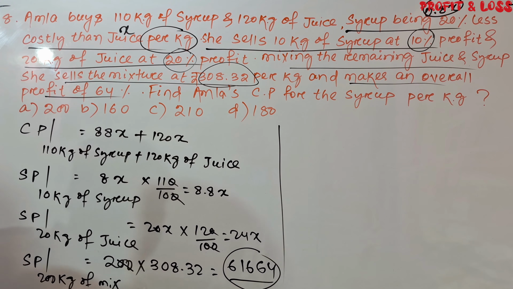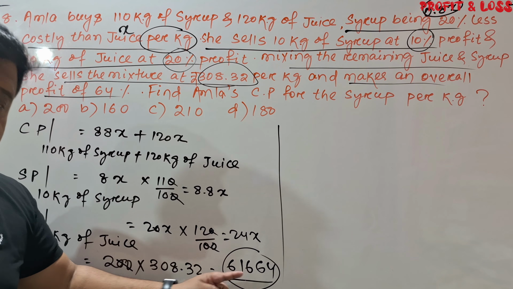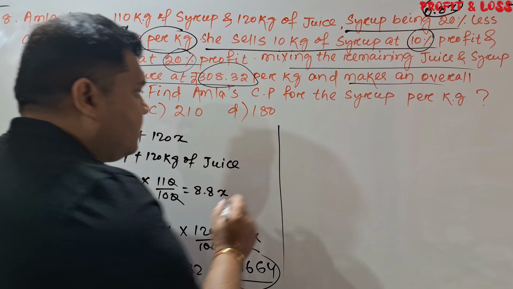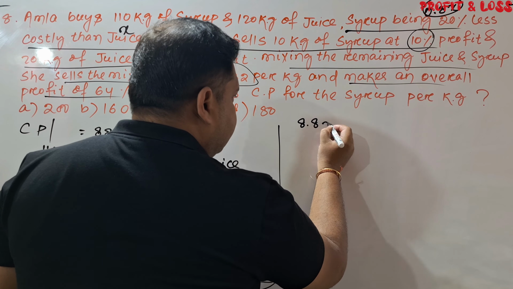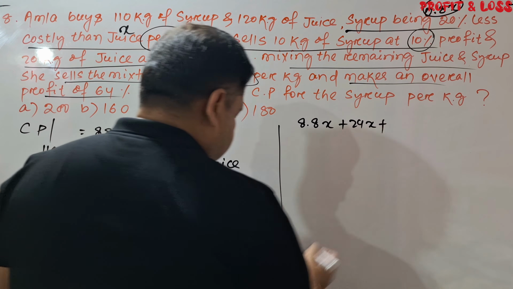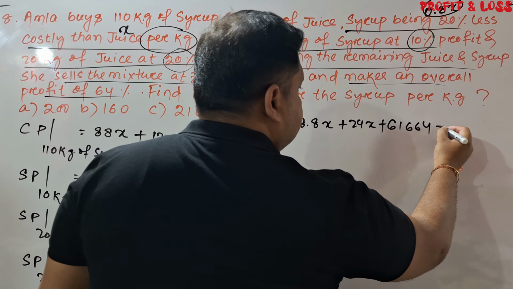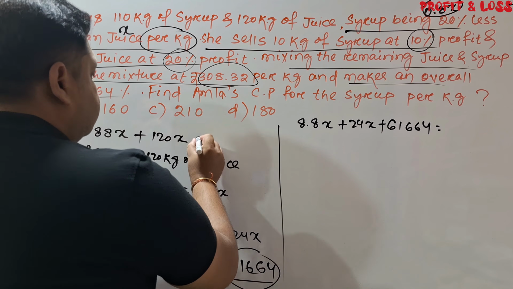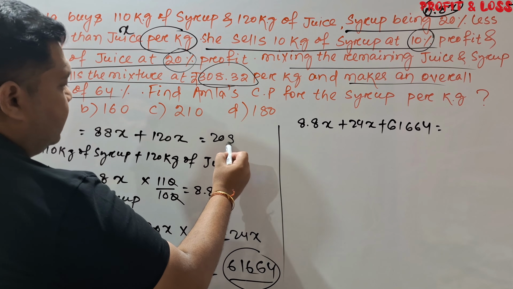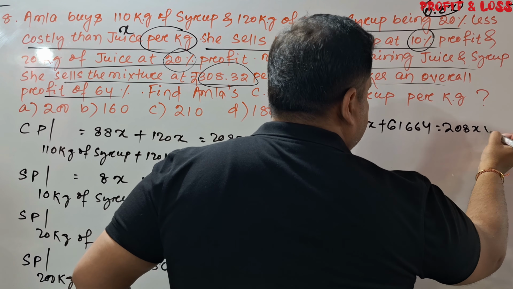Selling price of 200 kg of mixer, this one. So, this plus this, that is equal to total cost price plus 64% profit. Means, here I will write 8.8x plus 24x plus this value 61664, that is equal to total cost price. Total cost price is how much? 120 and 88, that is 208x.